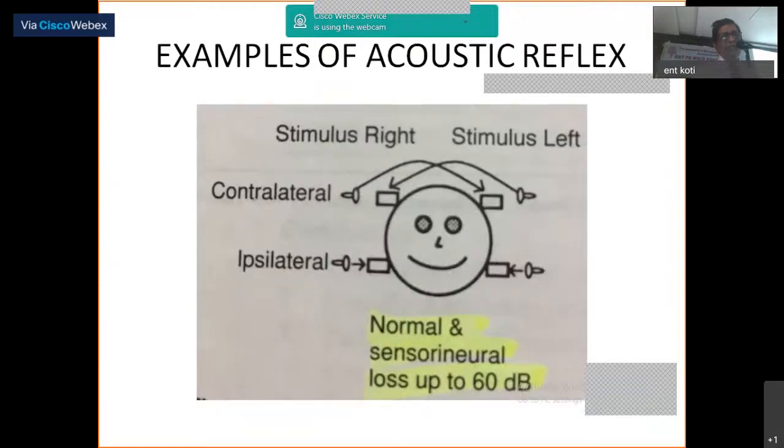So now, ipsilateral, contralateral, which can be normal, or if the threshold goes above 85 decibel, up to 60 decibel, okay. But after 60 decibel, if it goes beyond the output of the audiometer, you cannot do. So ipsilateral, I think both the sides will be stimulated.